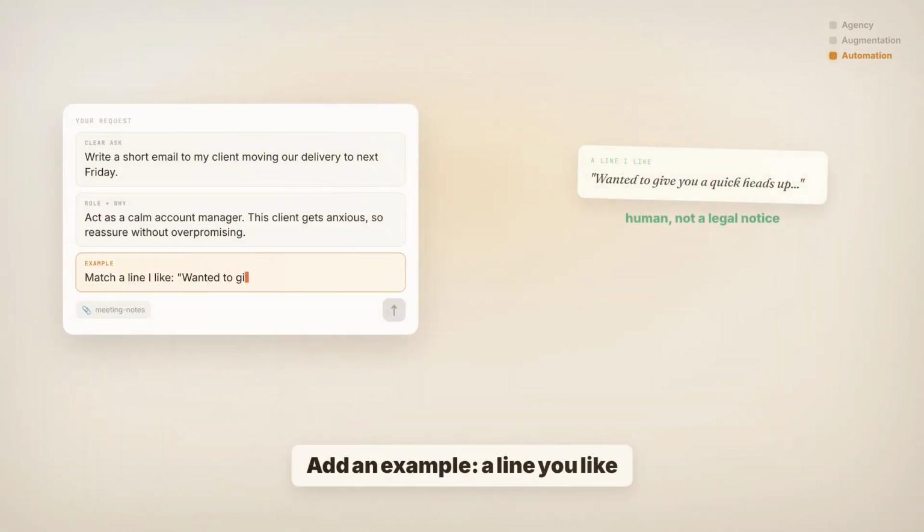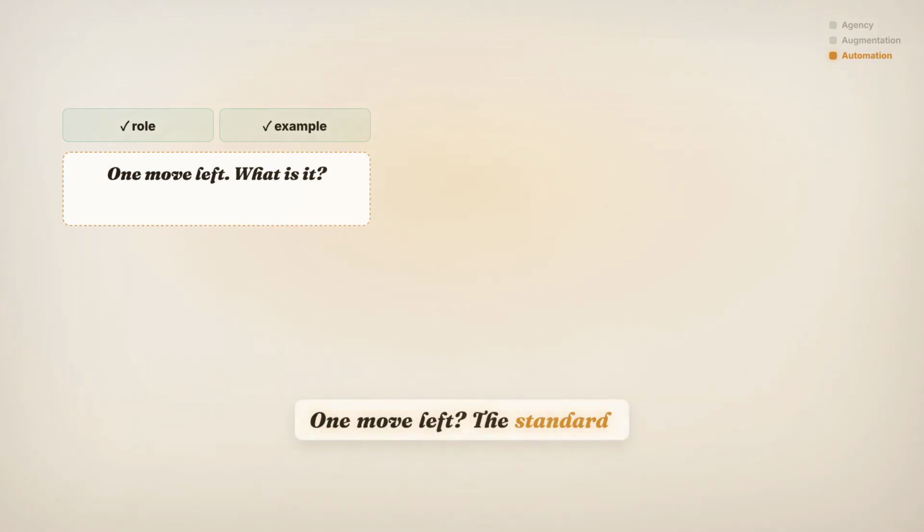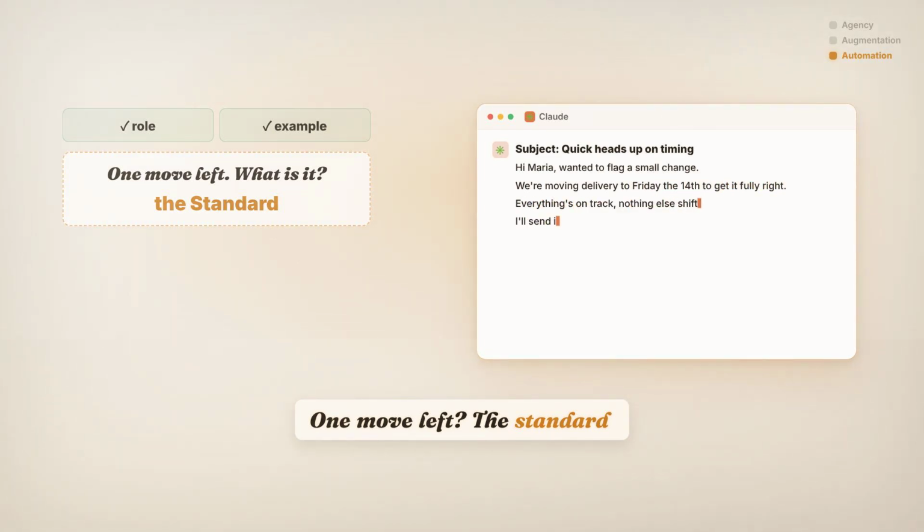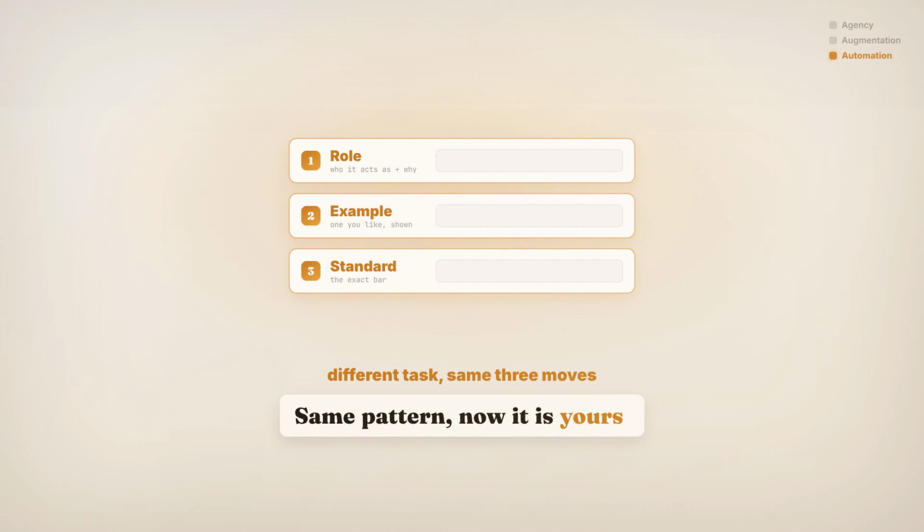Then, the example. Match a line I like. Wanted to give you a quick heads up. Now it sounds human, not like a legal notice. It's got a role, and it's got an example. One move left. What is it? The standard. Under 80 words, warm, one clear new date, no groveling. Role, example, standard. Totally different task, exact same 3 moves. That's the pattern, and now it's yours.